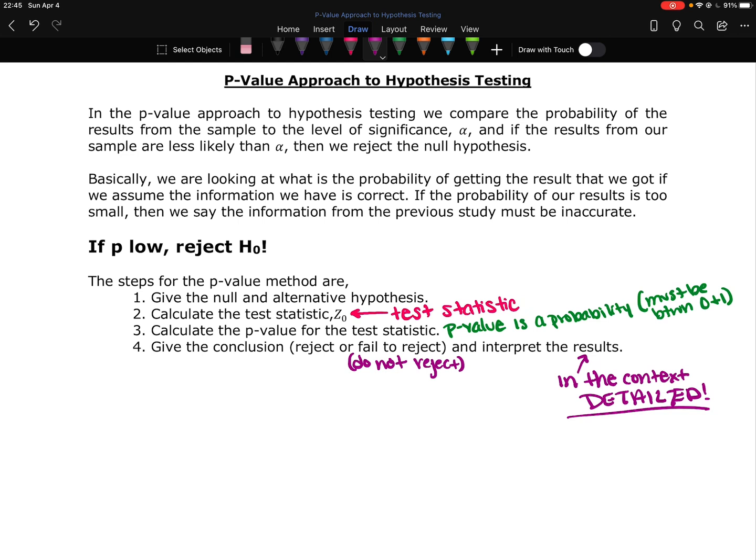We should not have anything that says "it" in this interpretation. If you use the word "it," I'm going to go, what is it? Okay? Want to be very detailed in these interpretations.